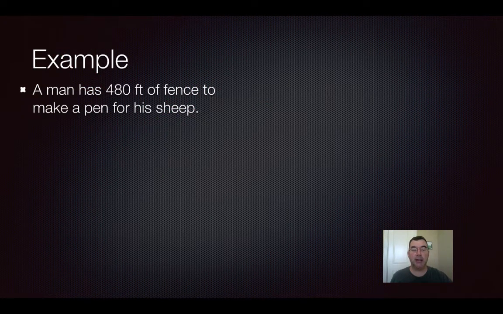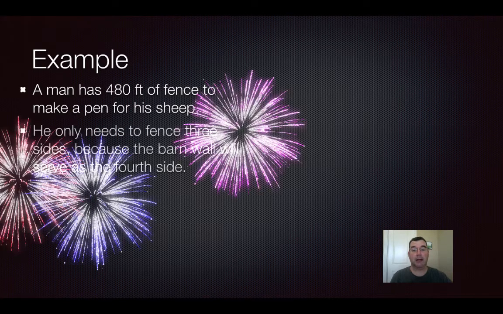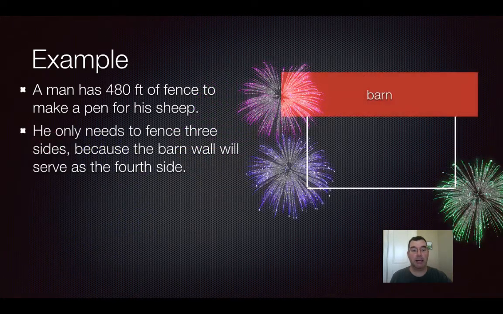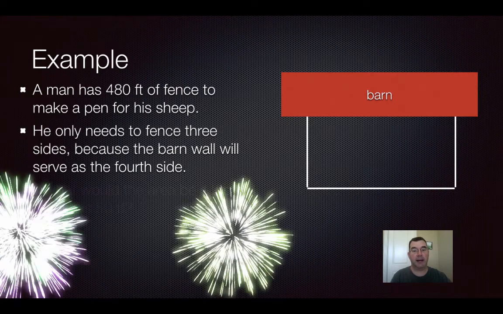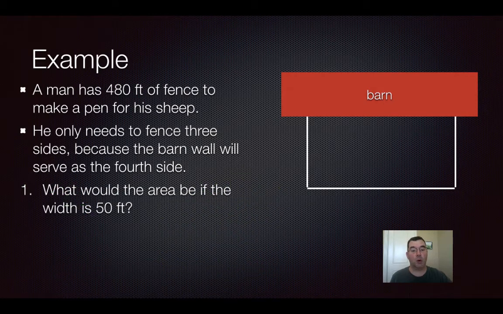So let's imagine that a man has 480 feet of fence and he wants to make a pen, a kind of holding area for his sheep. He only needs to fence 3 sides because he's already got a barn to serve as the 4th side of that area that he wants to fence in. So what would be the area if the width is 50 feet?